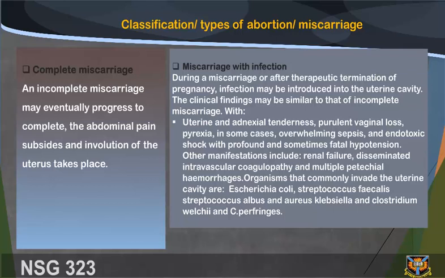Organisms that commonly invade the uterine cavity are Escherichia coli, Streptococcus faecalis, Staphylococcus aureus, Klebsiella, and Clostridium welchii and C. perfringens.